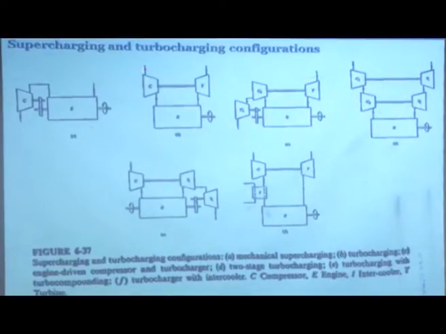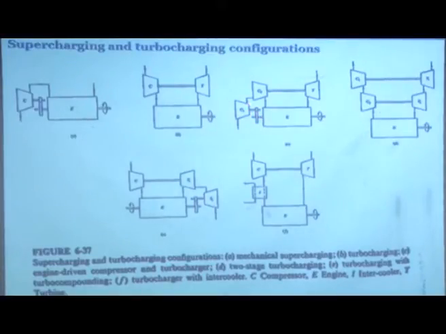Here you see you have a compressor. So, the air is compressed and that goes in, exhaust goes out through a turbine and then exhaust goes out and both are connected on the same shaft. What is this? It is a turbocharger. Now, here you see you have an engine and you have a small supercharger and then in addition you have a turbocharger. So, this is called engine driven compressor and turbocharger.